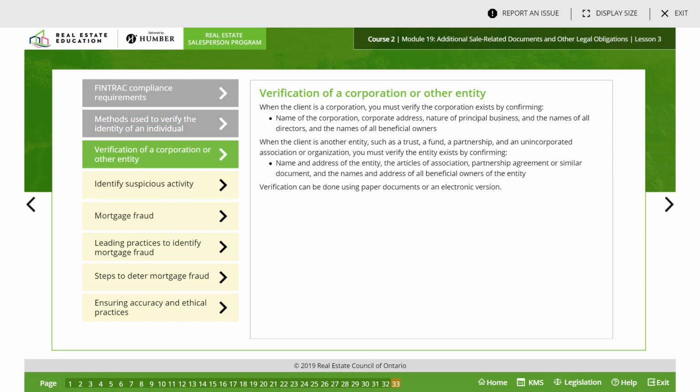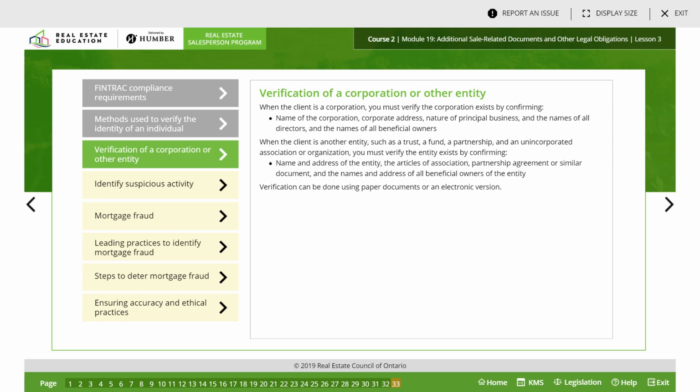Verification of a corporation or other identity. When the client is a corporation, you must verify the corporation exists by confirming the name of the corporation, corporate address, nature of the principal business, and the names of all directors and names of all beneficial owners.